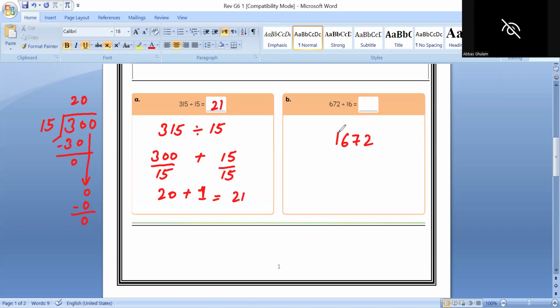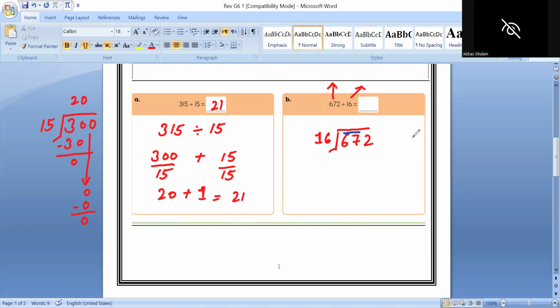672 inside the house and 16 outside the house. This is always called the divisor and this is always called the dividend. The dividend is always inside the house, the divisor is always outside the house. Let's try step by step. 6. 6 is smaller than 16. So I need a bigger number, I join it.